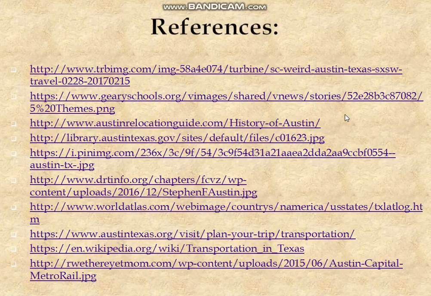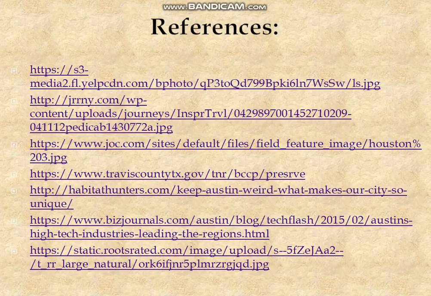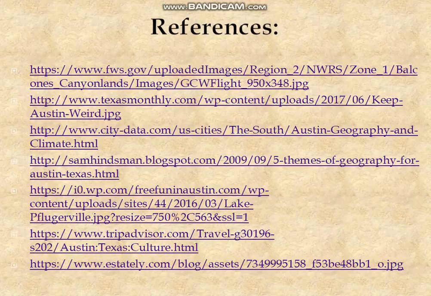Here are all the references I used in this whole PowerPoint, which include the pictures and all the links I used to get my information. And that is all. That is the 5 themes of geography of Austin, Texas.